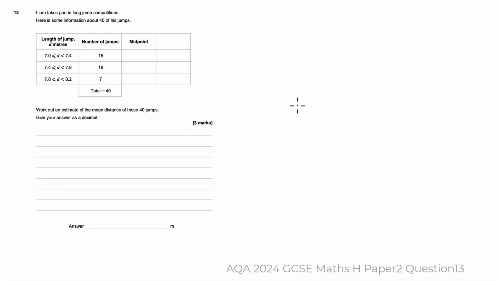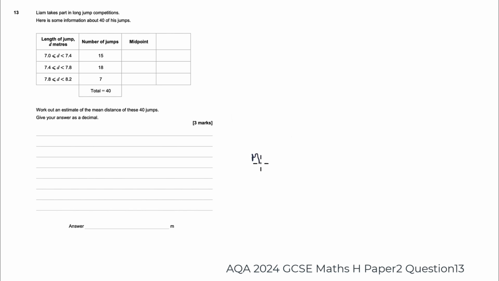Well, here we go with question 13. And we're told that Liam takes part in the long jump competitions. And 40 jumps he makes. We're given the length of his jumps between two limits and the number of jumps he made between these two limits. And that's the total of his 40 jumps. And we're asked to estimate the mean distance of these 40 jumps.